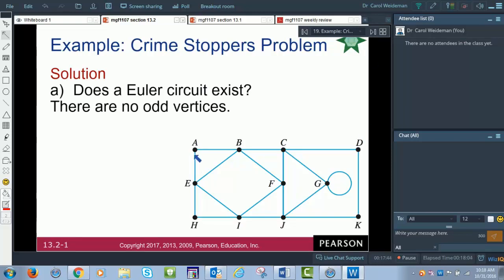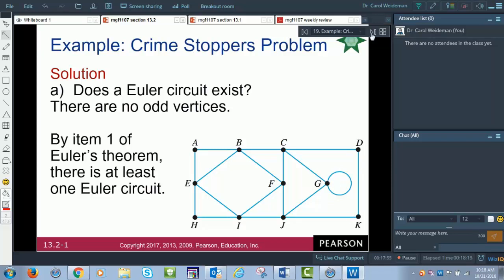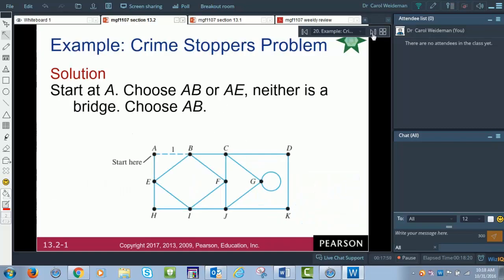So does the circuit exist? Okay, first, there are no odd vertices. So if you look through here, you'll see this has 2, this one has 1, 2, 3, 4. This one's going to have 4. Remember, a loop counts twice. This one has 4. So they're all even. So what does that tell us? By item 1, there's at least one Euler circuit.